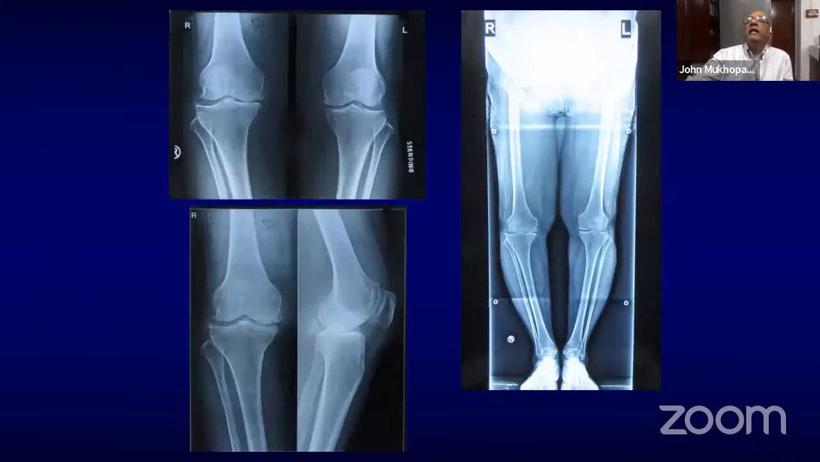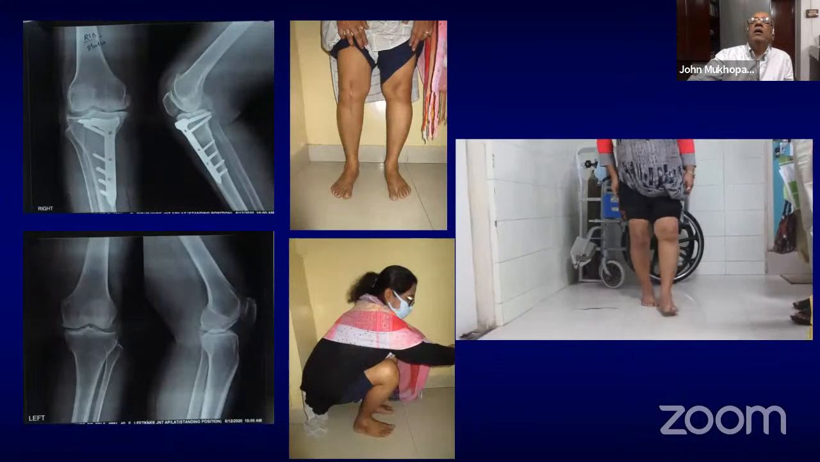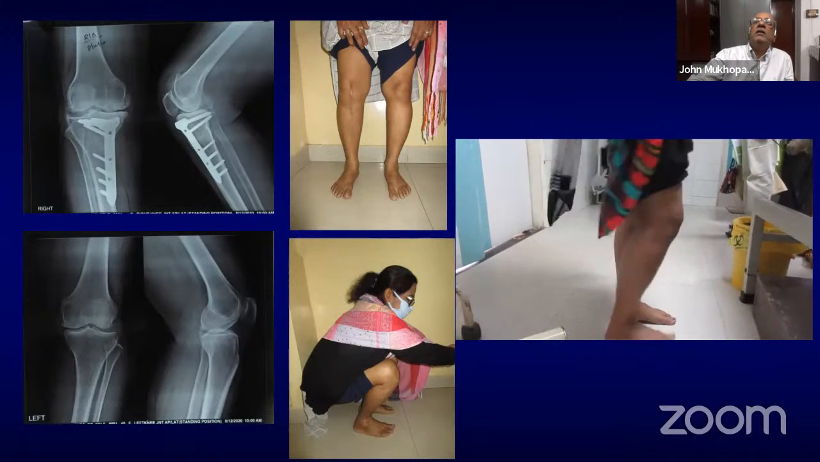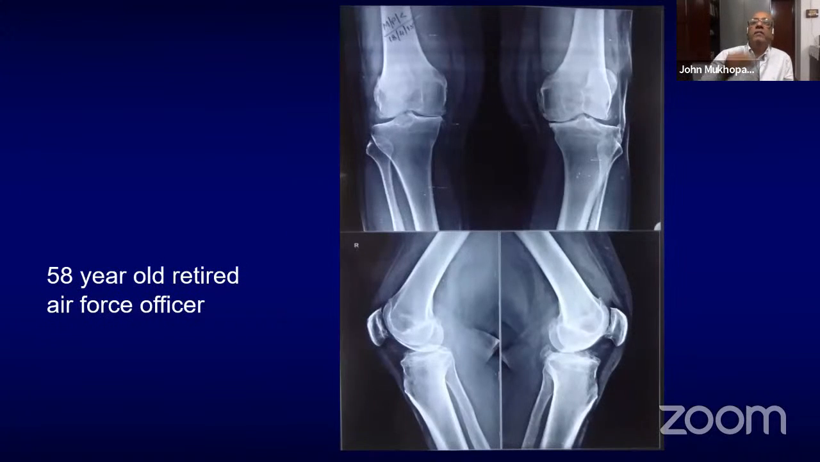So similarly, another case, you can see the medial compartment OA with reduced joint space on this side, varus, but a reasonably good lateral space. Here's the opening wedge osteotomy using this plate. This is her at follow-up, almost a 3-year follow-up, showing excellent results, good alignment, and good function as well. She's able to squat, etc.